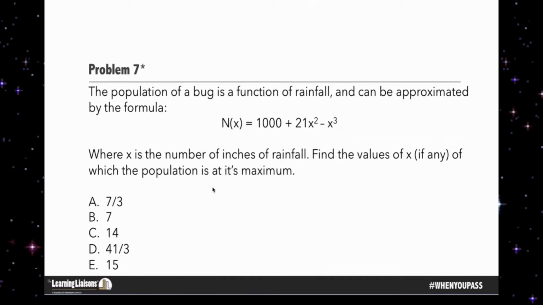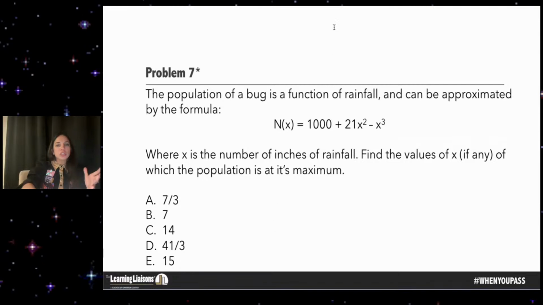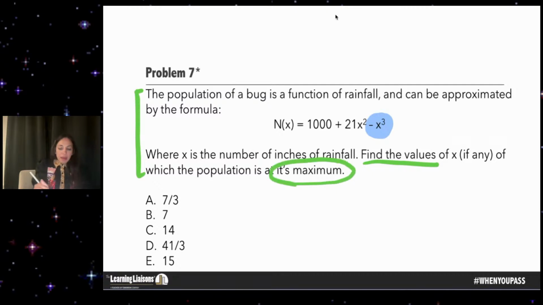All right. So in order to figure out the answer to this problem, we have to first understand what this problem is asking. So we have a cubic function here. X cubed is the largest. And really, all of these words are really useless. What we want to know is find the values of which this is at a maximum.